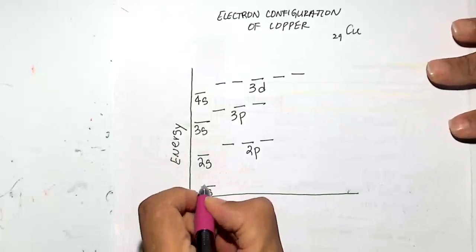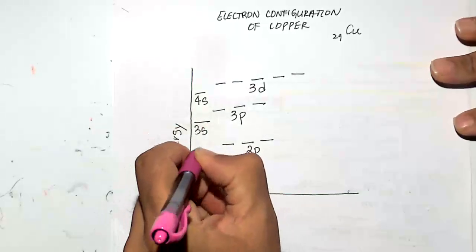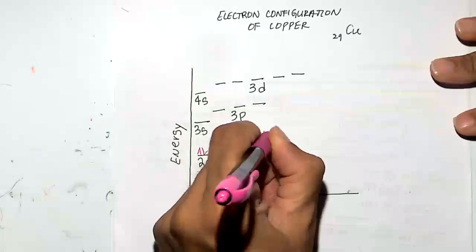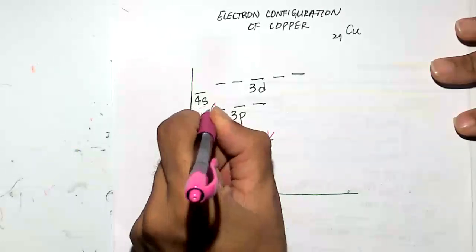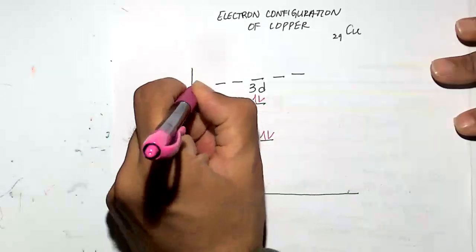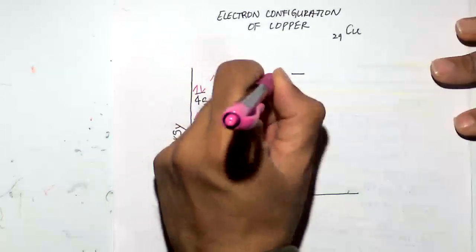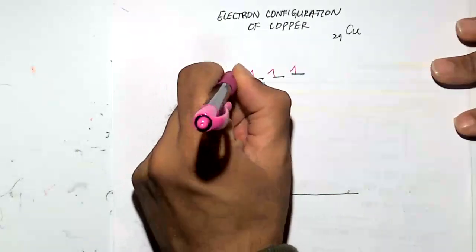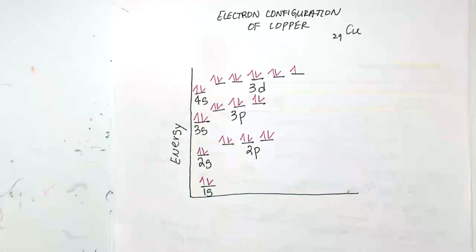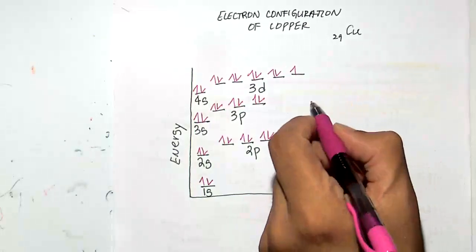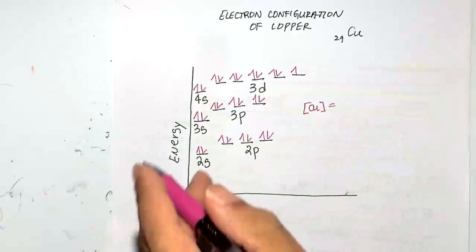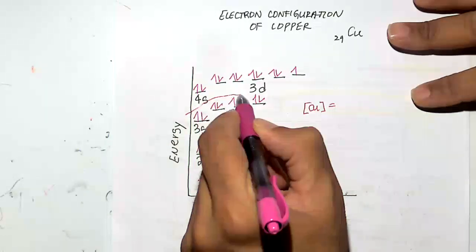Okay, ready? Here we go. 1, 2, 3, 4, 5, 6, 7, 8, 9, 10, 11, 12, 13, 14, 15, 16, 17, 18, 19, 20, 21, 22, 23, 24, 25, 26, 27, 28, 29. Okay, 29. So normally you would think the electron configuration of copper would be, what's 3s2, 3p6?